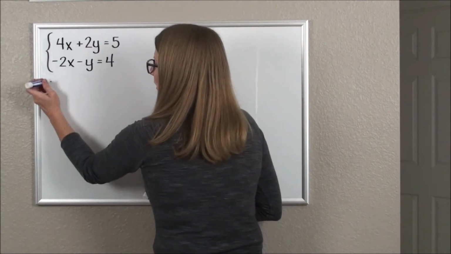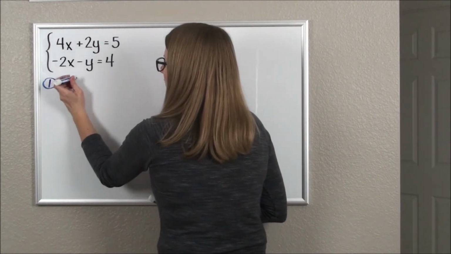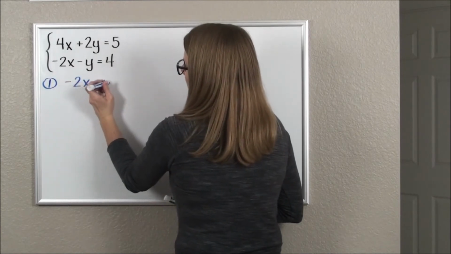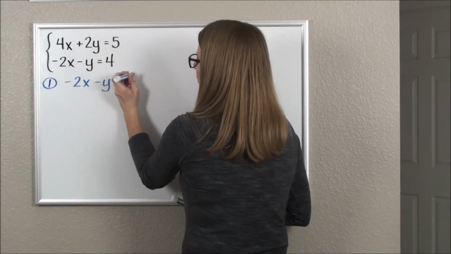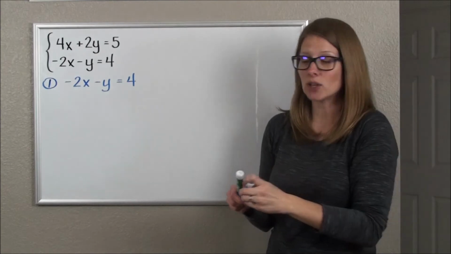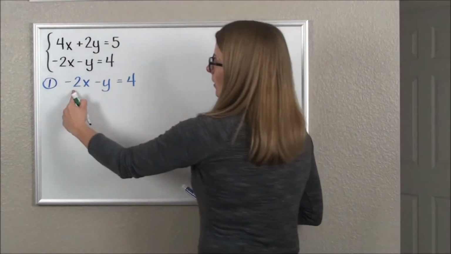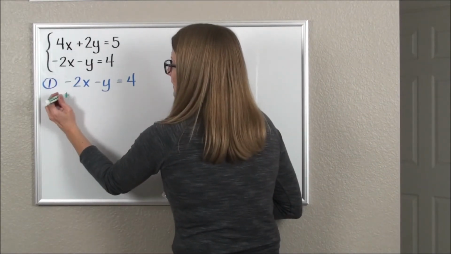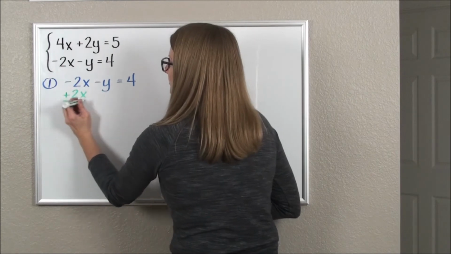So for step 1, I'm going to utilize that second equation, negative 2x minus y equals 4, and I'm going to try and get that y totally by itself. First, I'll relocate the x to the other side. Since it's negative, I will add.